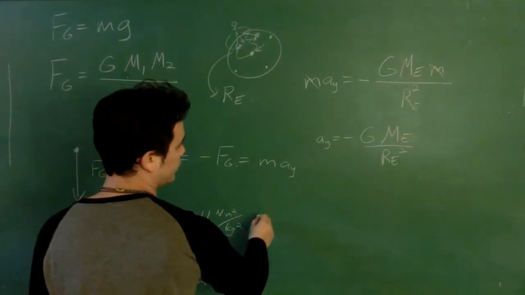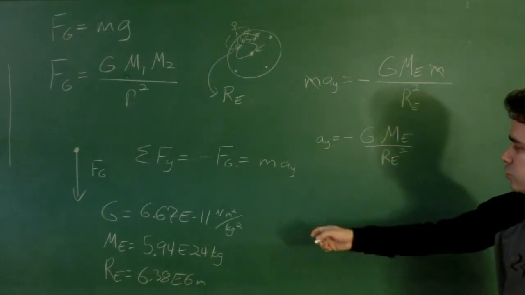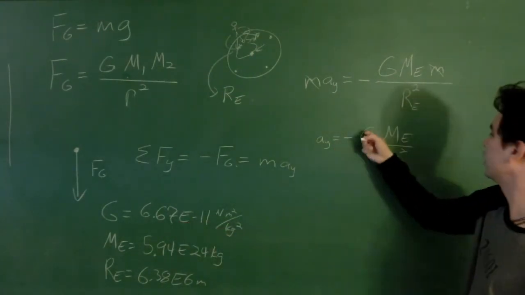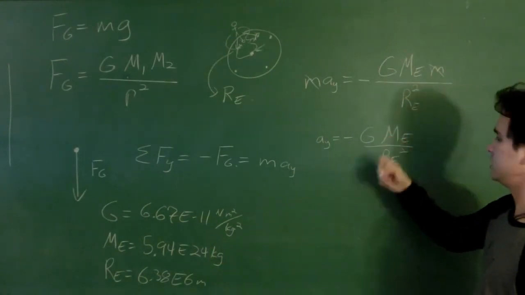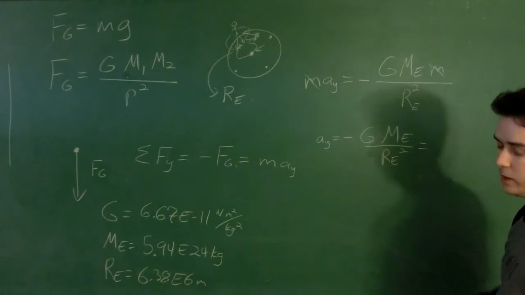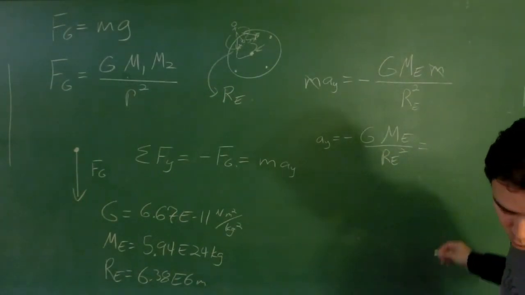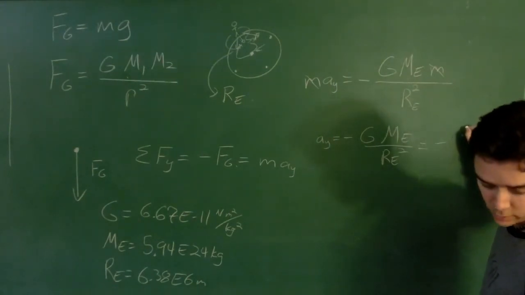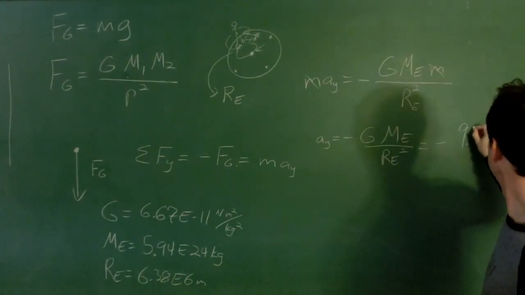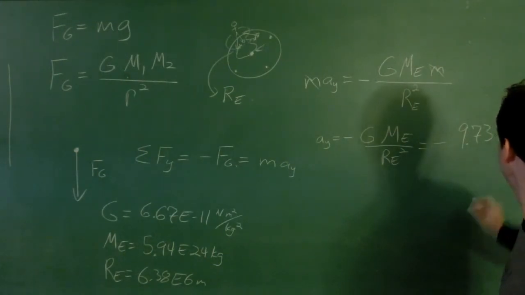Now when I plug these values in here, you can go ahead and do that. I'm not going to waste a lot of time actually putting them in, but big G goes here, mass of the Earth goes here, and radius of the Earth goes in here, and I'm going to square that. When I evaluate this, I find out that my acceleration is equal to negative 9.73 meters per second squared.